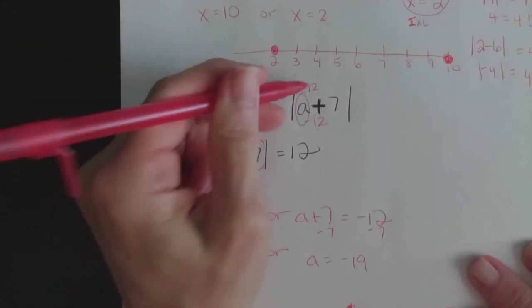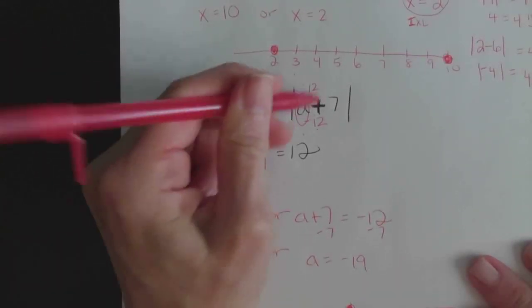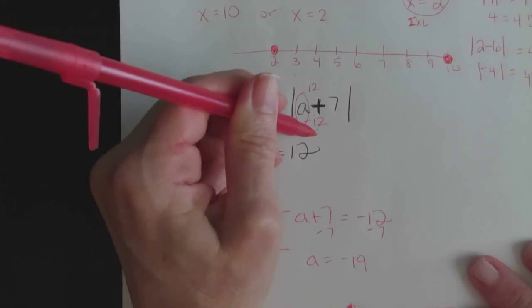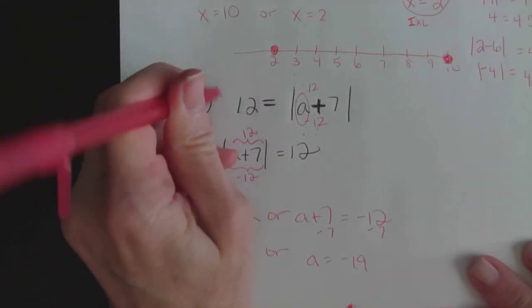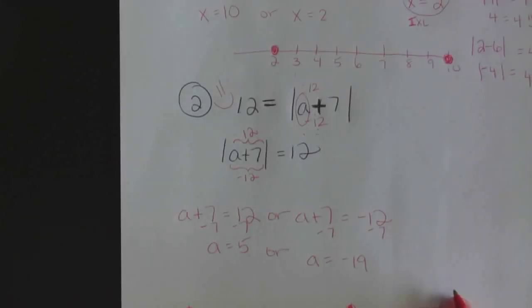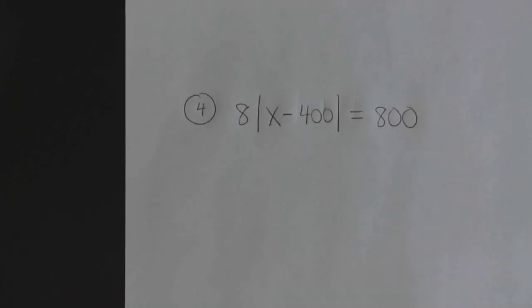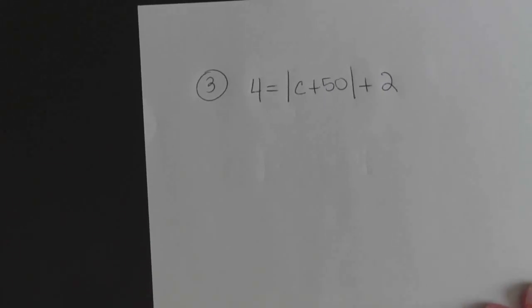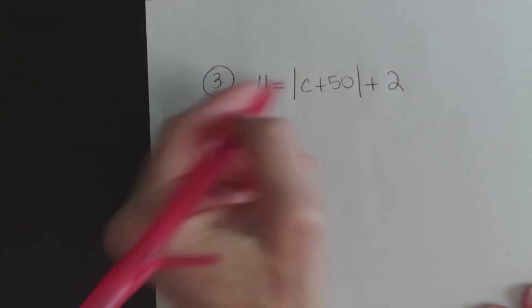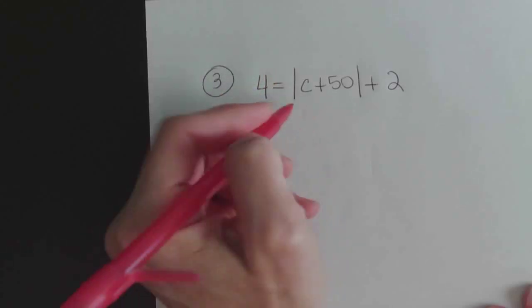So we found the magic. We found the 2 values of a that make these contents 12 and negative 12. Both of those numbers have a distance of 12. Yay! Okay, 2 to go, just a little extra practice. So what happens if we get one like this? This was another one I saw on IXL.